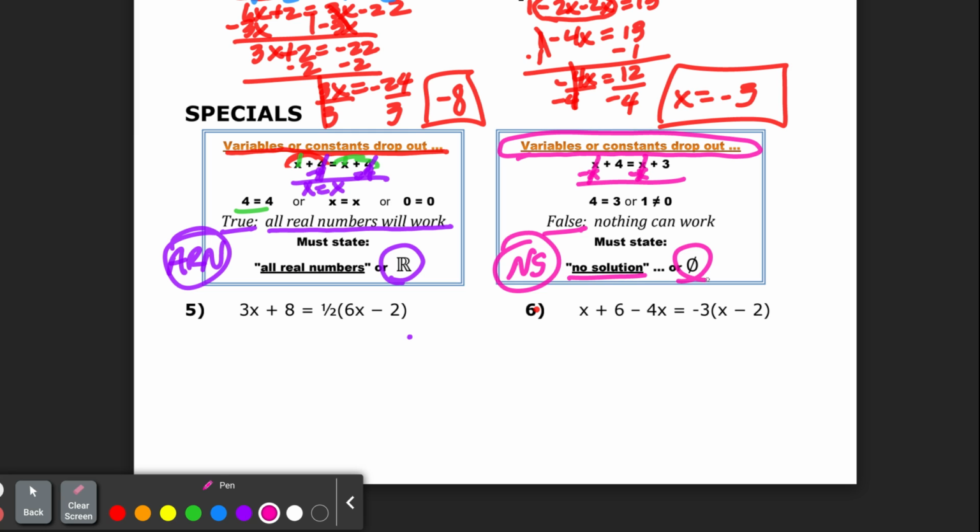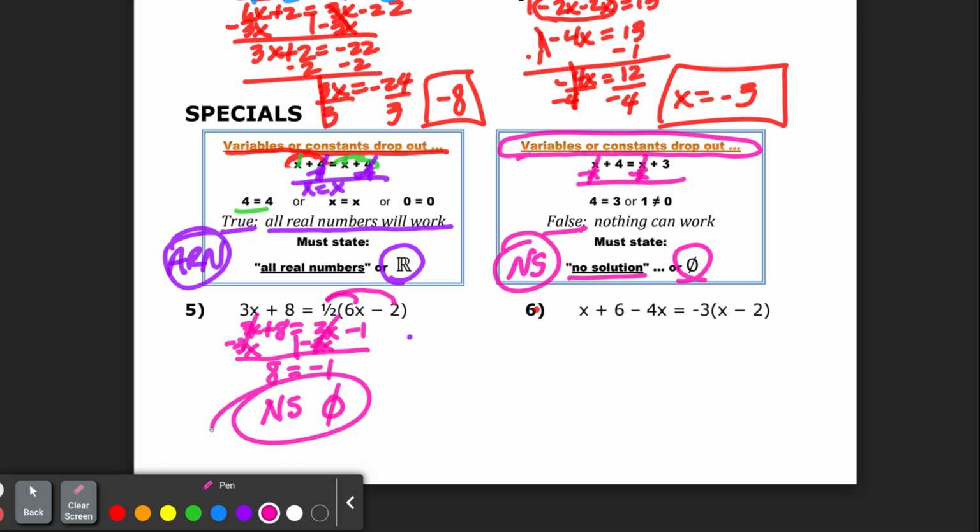So let's take a look here. So we have 3x plus 8 equals, okay, distribute the 1/2. So half of 6 is 3. And half of negative 2 is negative 1. Okay, so I've got variables on both sides and constants on both sides. So the first thing I'm going to do is subtract 3x from both sides. They cancel out. So I'm left with 8 on the left and negative 1 on the right. Is 8 equal to negative 1? No. Therefore, there is no solution, or you can just do a circle with a line through it, whichever one.